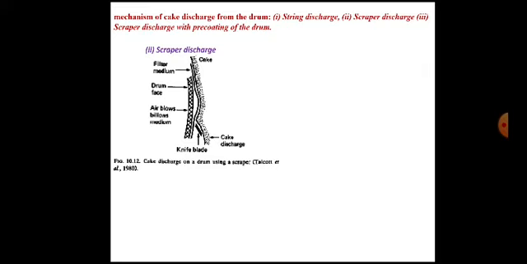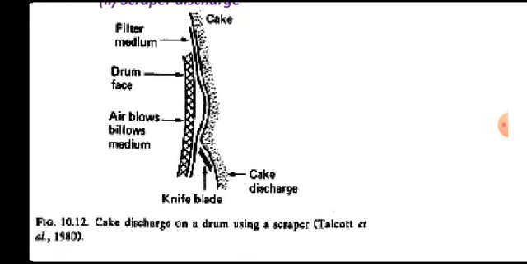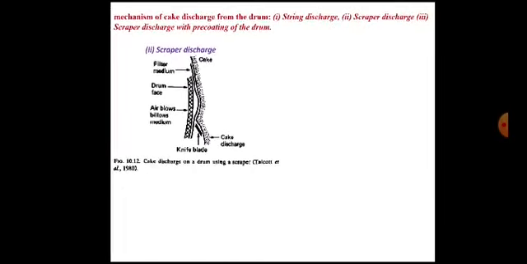This is the scraper discharge. You can see this internal part towards the left is the drum face, and the cake is being built up outside, and you can see there is a knife blade, precisely positioned, so that as the drum rotates, this knife blade will cut the cake and it will not allow the diameter of the cake to increase. So accordingly this knife blade is positioned. That is called the scraper.